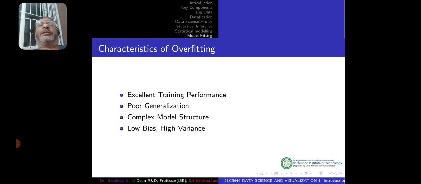Another problem is this model will be too complex, so it is too costly for training as well as testing, and this will have low bias and high variance. Low bias means the training will be perfect, and the performance for the training set and testing set are totally different. Therefore it will have high variance. In the previous case, the training and testing both were poor, so the bias was high.